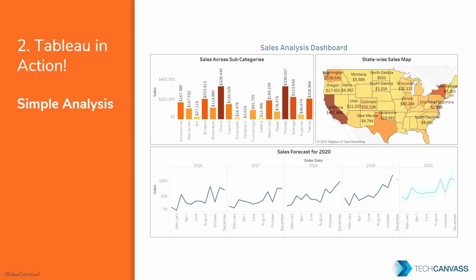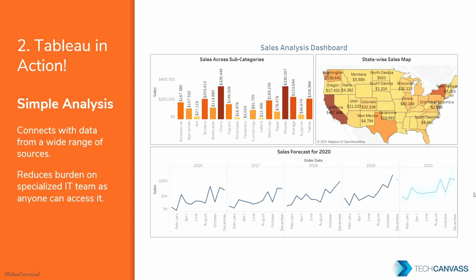So this is a simple analysis where we are looking at sales across different subcategories. We are looking at sales in different states on a map, and we are forecasting sales for 2020 using the sales trend from previous years. So this basically helps connect with data from a wide range of sources. Tableau also reduces burden on specialized IT team as anyone can access it. And analysis in minutes can save a lot of valuable time.